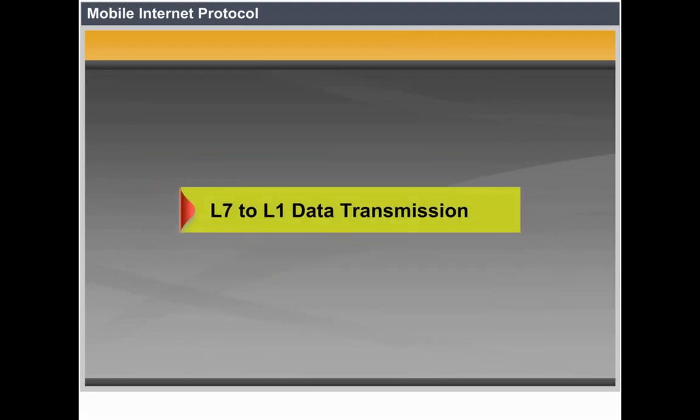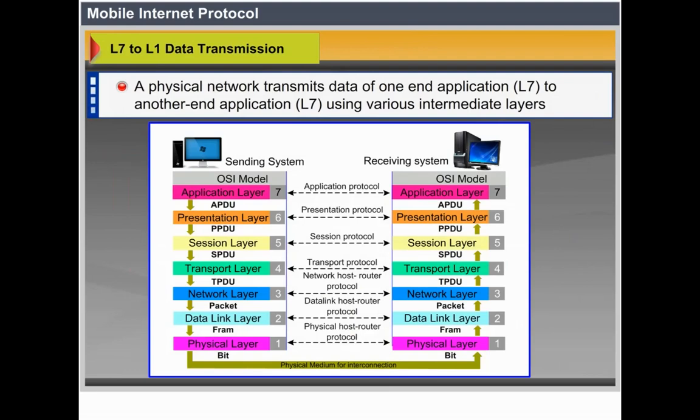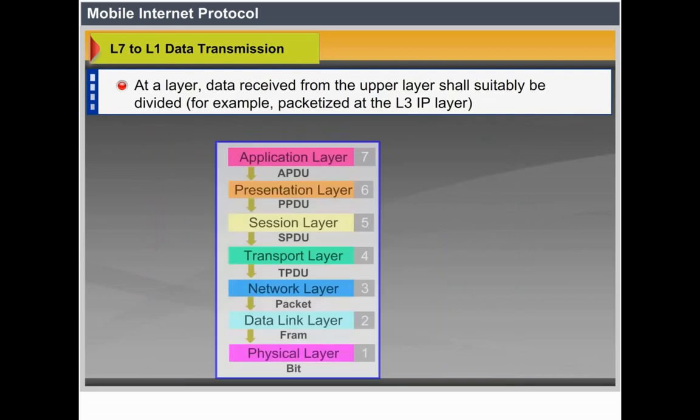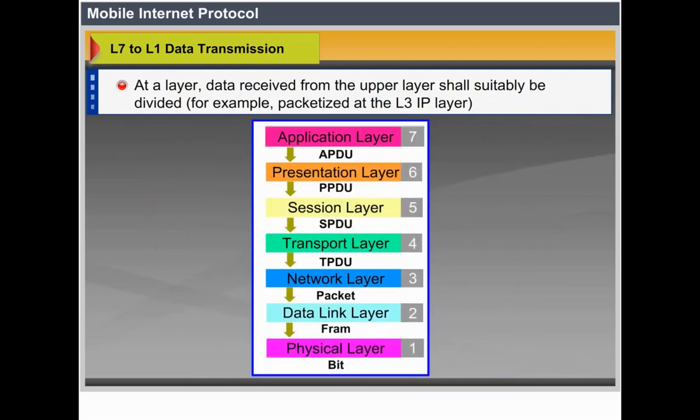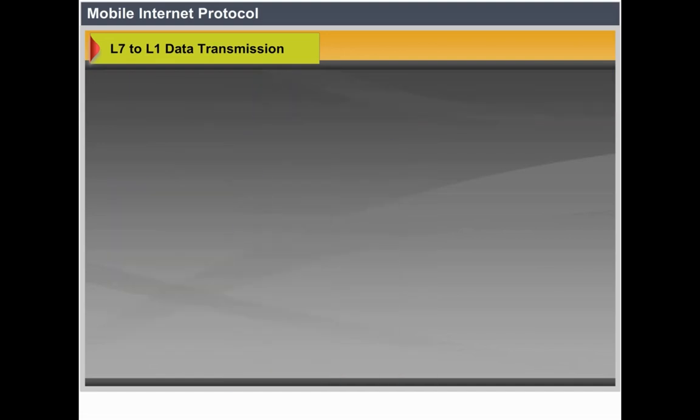L7 to L1 data transmission. A physical network transmits data of one end application L7 to another end application L7 through the various intermediate layers. At a layer, data received from the upper layer can be suitably divided, for example, packetized at the L3 IP layer. At each layer, data or each section of data is suitably encoded, for example, by adding a header for transmission to the lower layer.